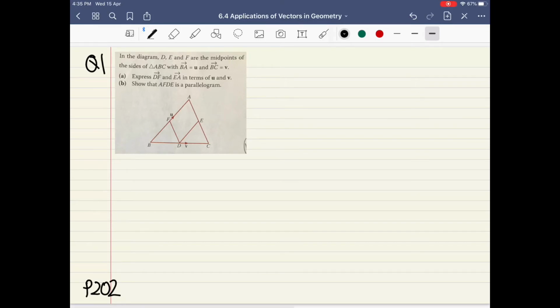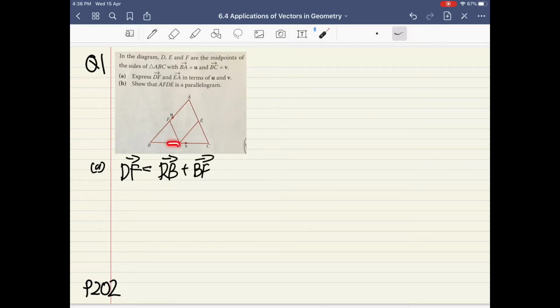Okay, now we move on to page 202, exercise 6.4, and this will be question 1. So now we want to express DF in terms of U and V. So what we know is that BA is the vector U, BC is the vector V, and this is a midpoint of this, and this is the midpoint of this, and E is the midpoint of A and C.